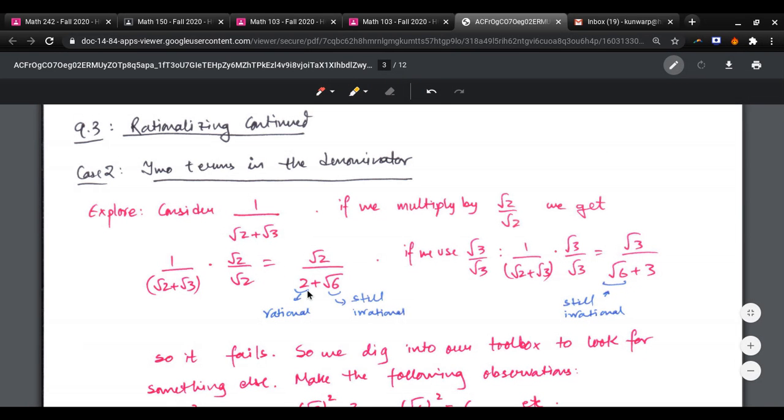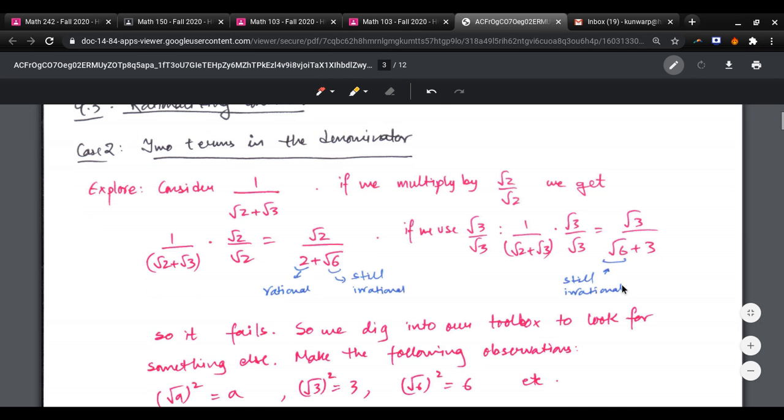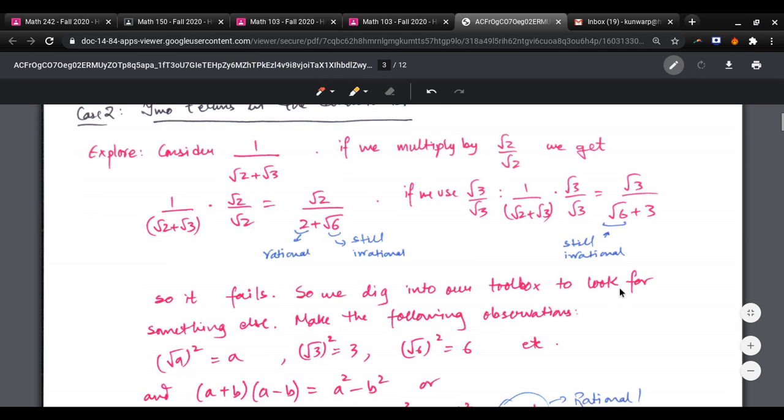But then we get one rational, but the other part is still irrational. If we use root 3 over root 3, the first part is still irrational, even though the second part becomes rational. So it fails. So we dig into our toolbox to look for something else.